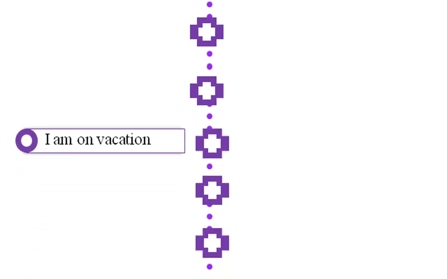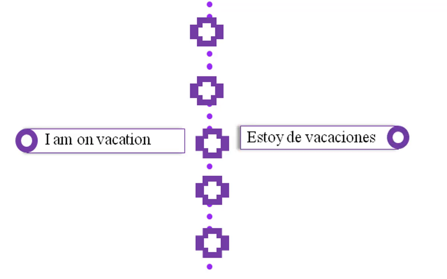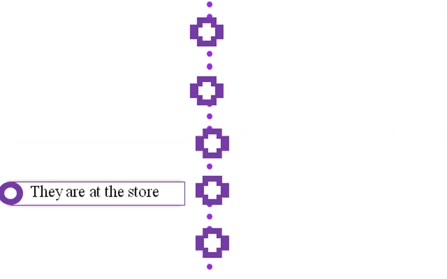I am on vacation. Yes, we were talking about that. If we are talking about vacation, trips or being on call, estar is the verb to be used to define to be. So I am is estoy. Now over here, you will be using de with it. De. And vacation is vacaciones. So estoy de vacaciones. I am on vacation. Estoy de vacaciones.